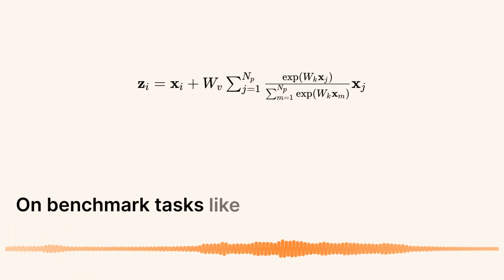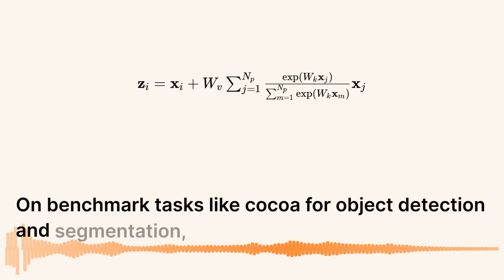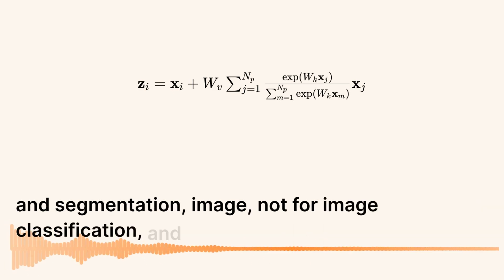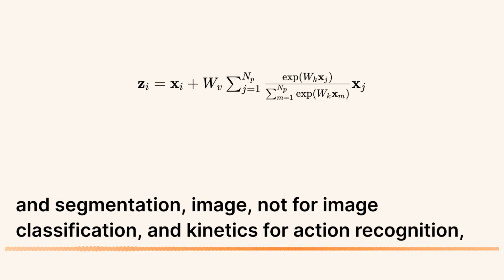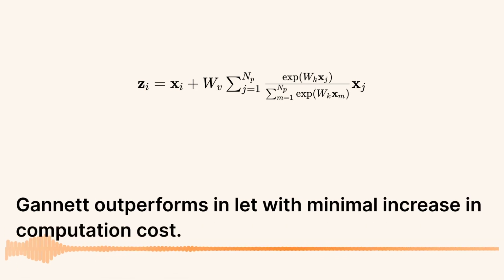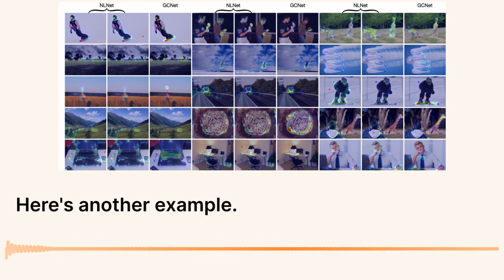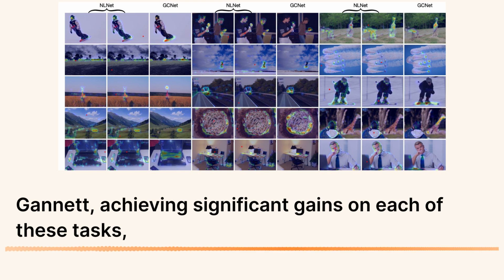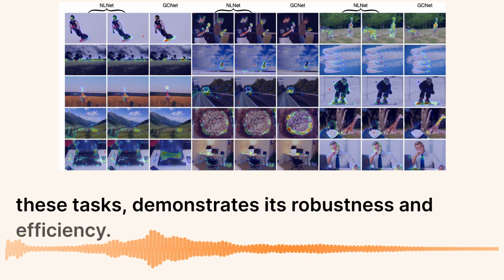On benchmark tasks like COCO for object detection and segmentation, ImageNet for image classification, and Kinetics for action recognition, GCNet outperforms NLNet with minimal increase in computation cost. Here's another example. GCNet, achieving significant gains on each of these tasks, demonstrates its robustness and efficiency.